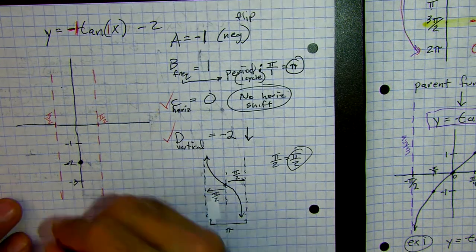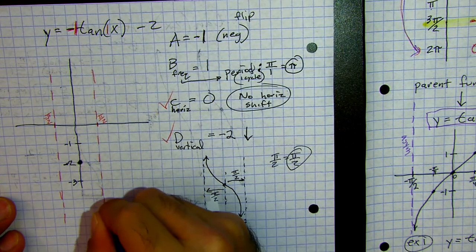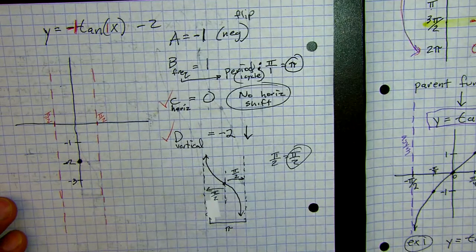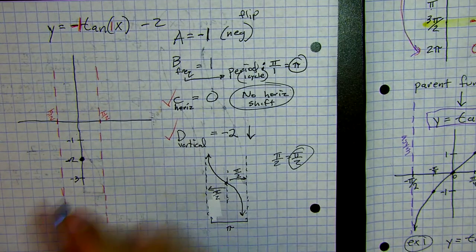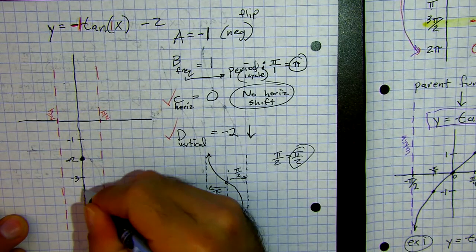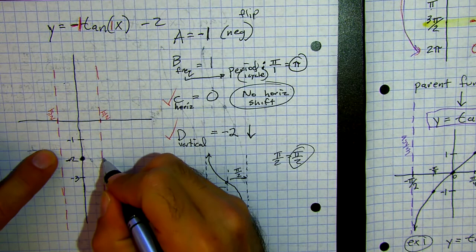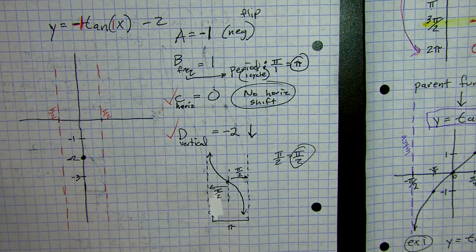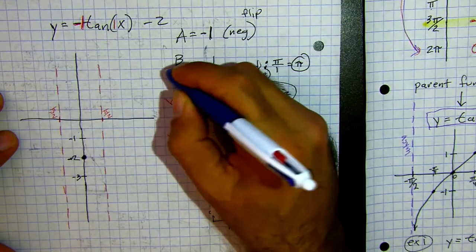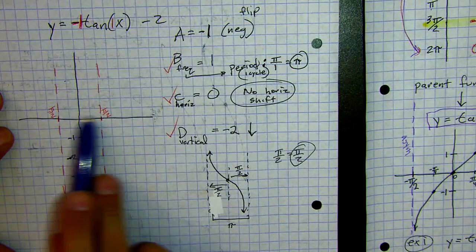I guess I got to go a little further down because I forgot it's already down there at -2, so I'll put a couple more. All right. So now we have the middle point. We know the asymptotes, where they are. I go through and I check things off to help me remember. So I know I just did the frequency period because I know where my asymptotes are.